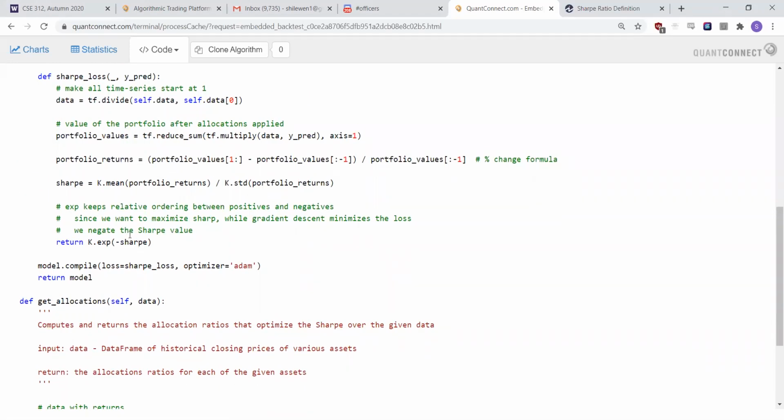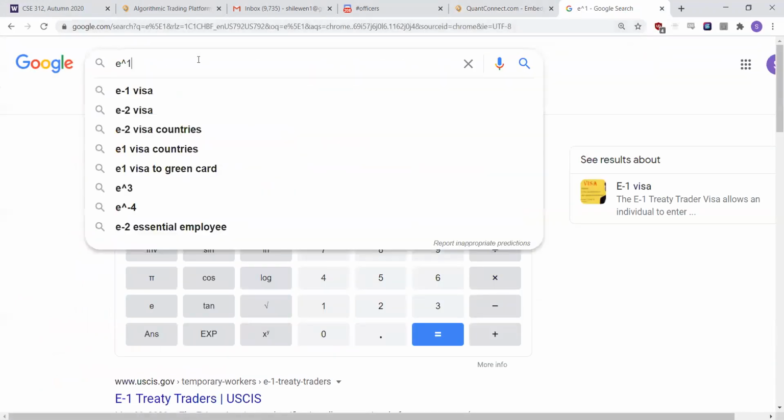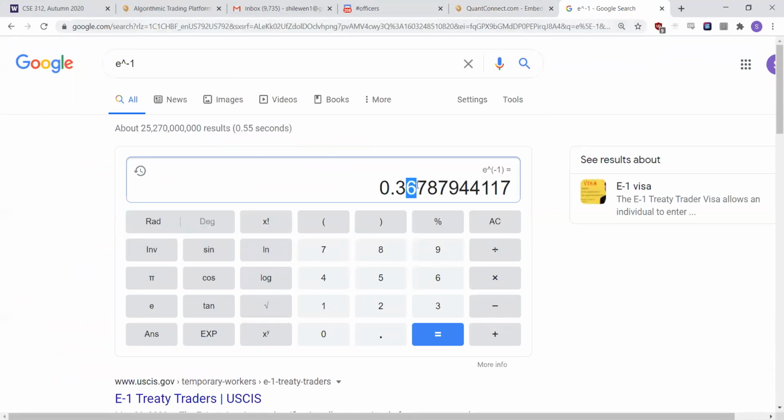Since we want to maximize Sharpe, we minimize loss. This is the value we want to minimize. We take the exponent and then the negative. Think about it: if you have a Sharpe of 1 and you take the exp, e to the 1, that's like 2.7. Let's do e to the -1, since we're taking the negative. Okay, that's not too shabby.